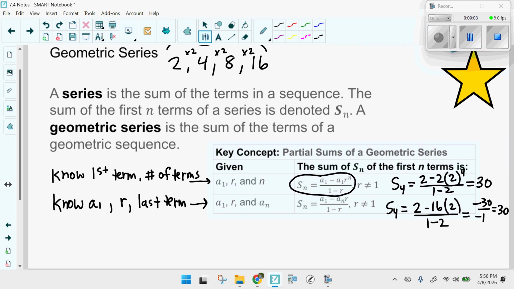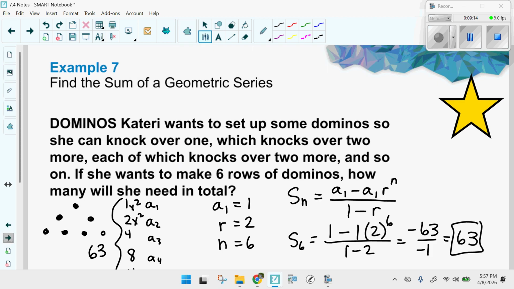I'm going to use again this top formula. So I need to find the a sub 1. I know what the R is, and I know how many terms are in my sequence.